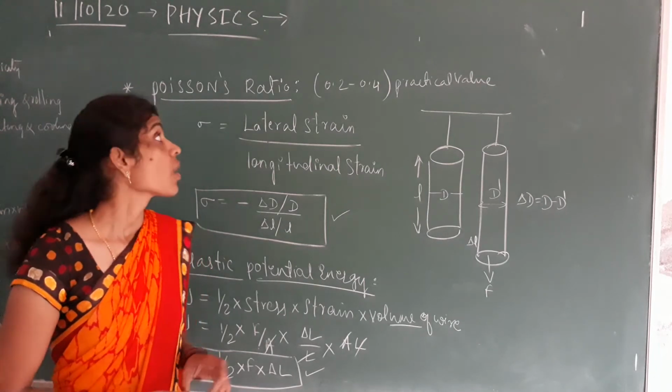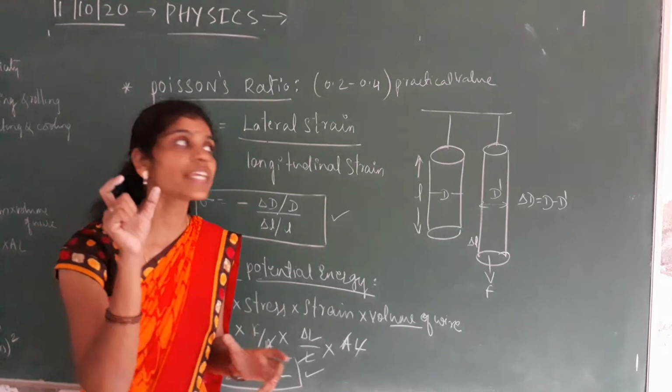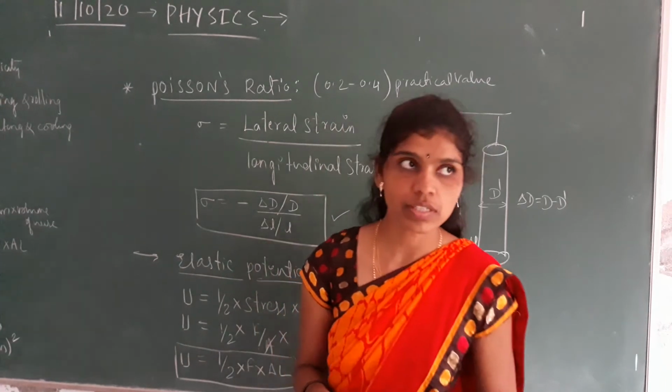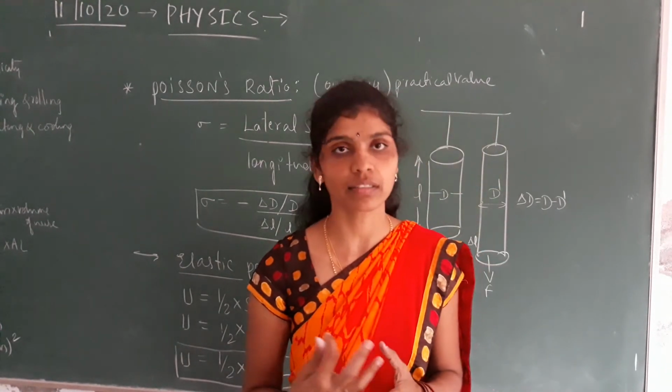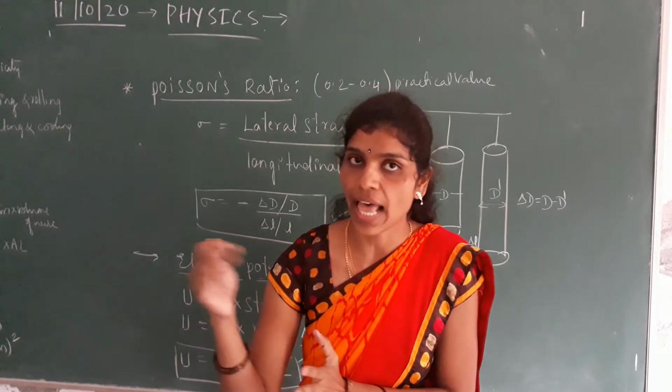And next, the practical value of Poisson's ratio always lies between 0.2 and 0.4. And next we shall see what are the factors that affect the property of elasticity.